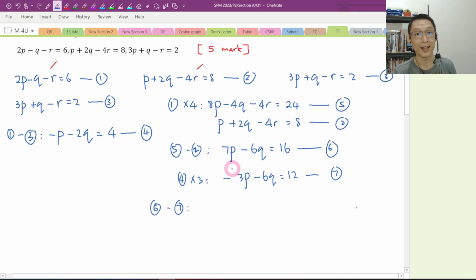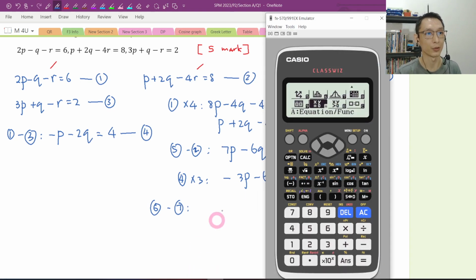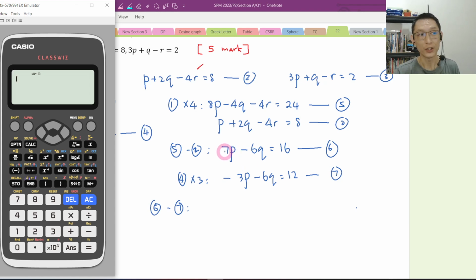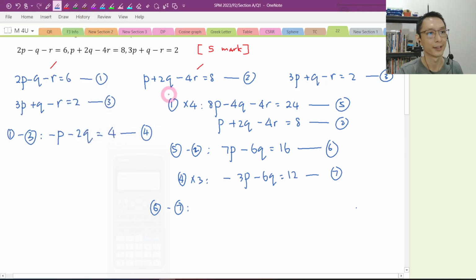If the numbers here are large, you will calculate wrongly. You can always use your calculator to help you to calculate. Let me show you. Now, what do we need to do? Just press 7 because you use minus, right? So you have to key in minus and then negative 3, equal to 10. Okay, this is 10p.